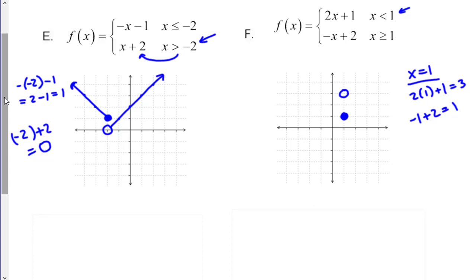So for when x is less than 1, my slope is positive 2. So I go down 2 and back 1, down 2, back 1, and so forth to draw the rest of that line. And when x is greater than or equal to 1, my slope is negative 1. So that's going to look like down 1 over 1, down 1 over 1, and so forth. And so there's my graph there.